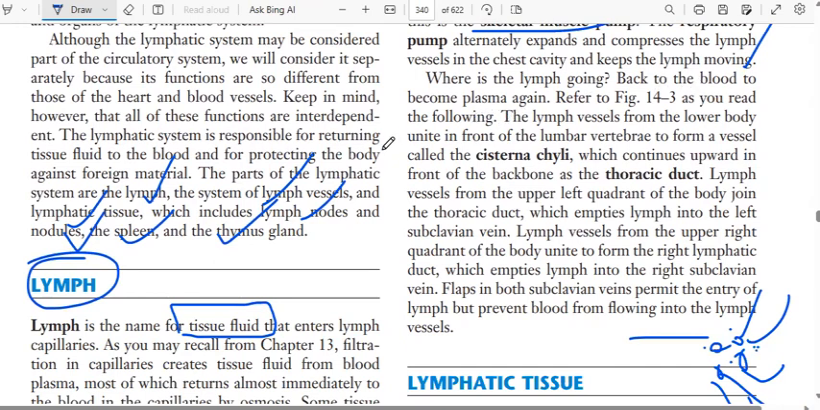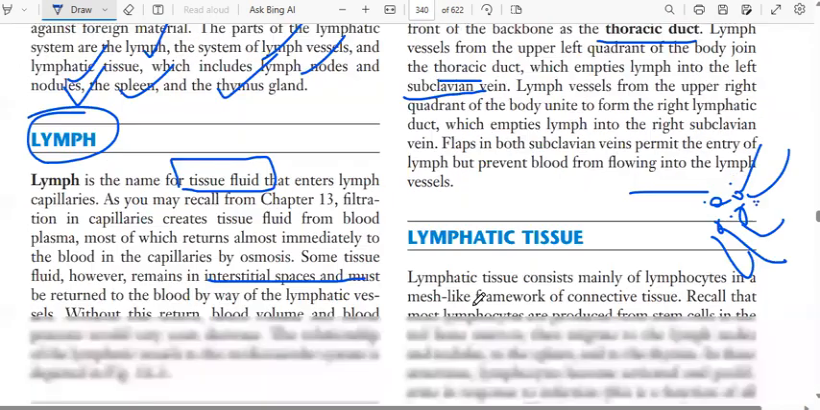The lymph vessels from the lower body unite in front of the lumbar vertebrae to form a vessel called cisterna chyli, which continues upward in front of the backbone as the thoracic duct. Lymph vessels from the upper left quadrant of the body join the thoracic duct, which empties lymph into the left subclavian vein. Lymph vessels from the right quadrant of the body unite to form the right lymphatic duct, which empties lymph into the right subclavian vein. Flaps in both subclavian veins permit the entry of lymph, but prevent blood from flowing into the lymph vessels.